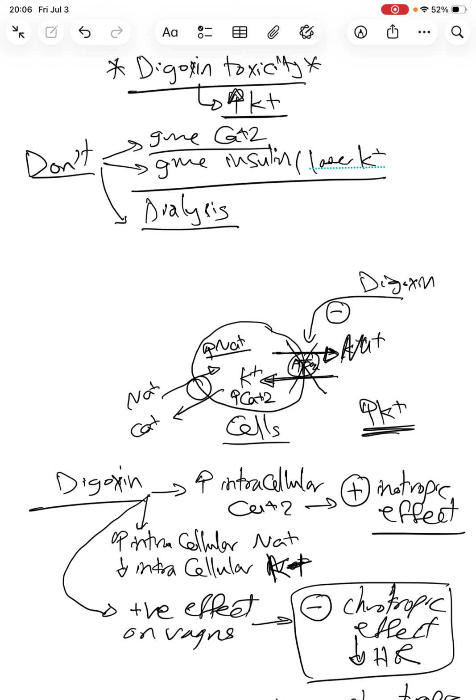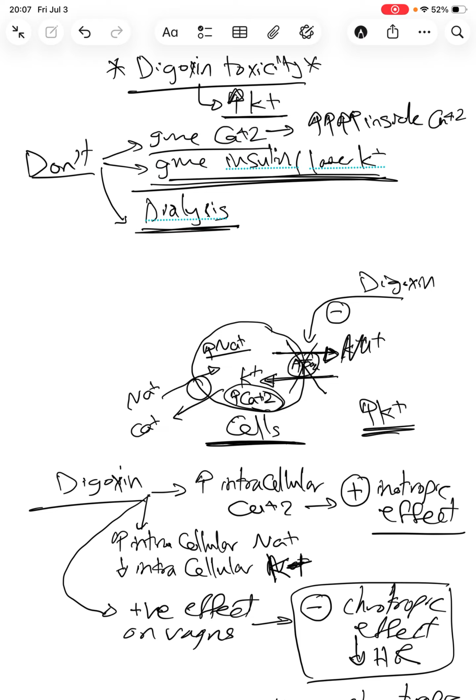Why? Because digoxin increases calcium concentration inside the cell as explained here. So there is a lot of calcium inside the cell already. When you are giving calcium, usually we give calcium for myocardial stability, so we increase calcium concentration inside the cell to prevent arrhythmia, but there is already a lot of calcium inside the cell. So there is no need for more calcium, because this can cause very high intracellular calcium concentration, and this can be toxic. So don't give calcium.